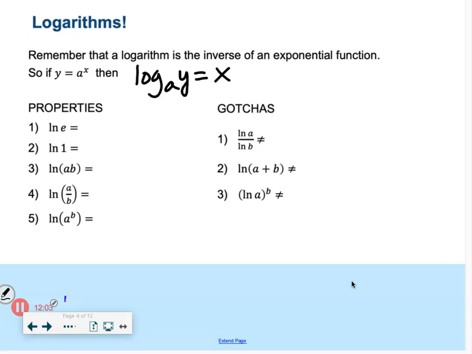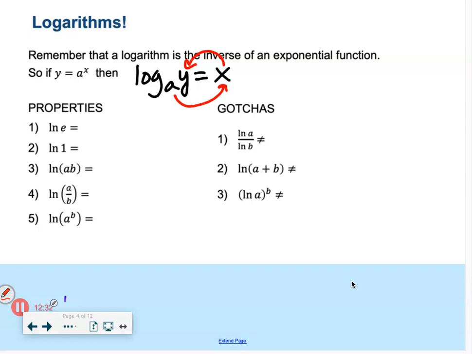So when I am doing logs, my brain is always thinking this way. If I see a log, my brain always thinks this base to this power equals this. A to the x equals y. My brain makes this little circle in my head, and that's how I'm thinking every time I'm evaluating a log.